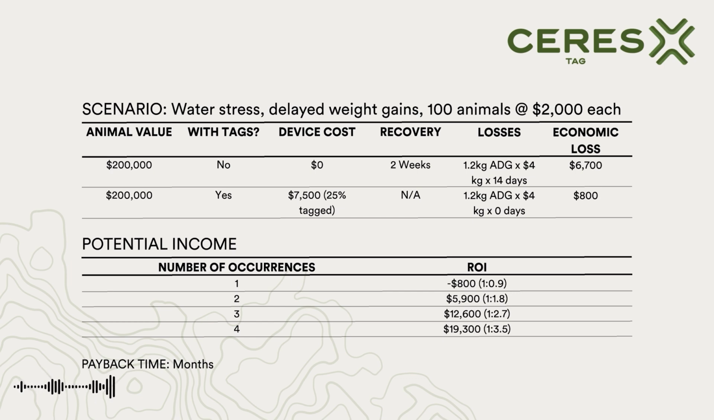If that only happens once, but if that happens during the life of your tag 2 or 3 or 4 times, you're actually getting something like a 1 to 2, 1 to 3, or even up to 1 to 4 return on your investment. What that means, in effect, is if I'm using CERES tag data to monitor water stress in my animals, I only have to avoid 2 or 3 or 4 occasions of animals going without water for a couple of days over the space of a couple of years, and I'm really making significant returns on my investment.